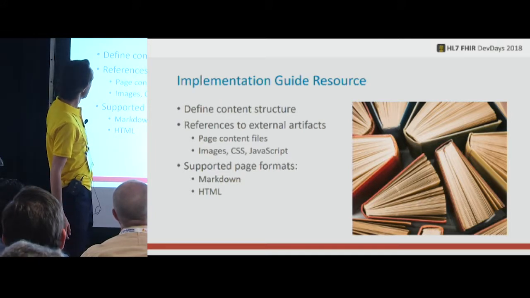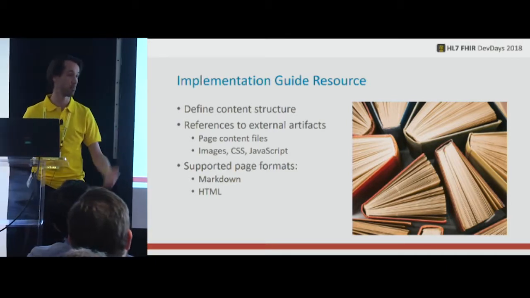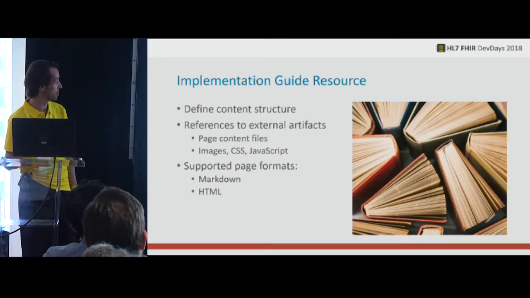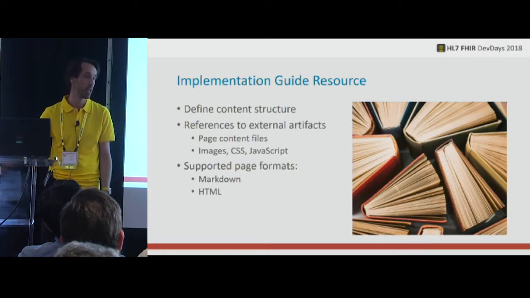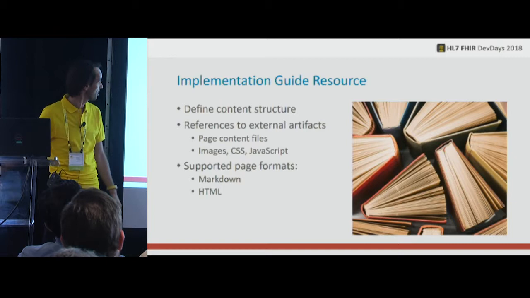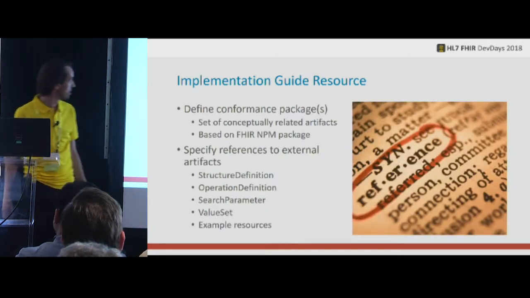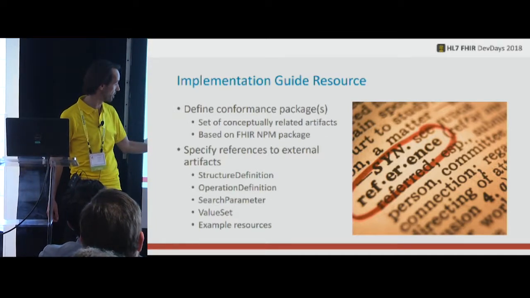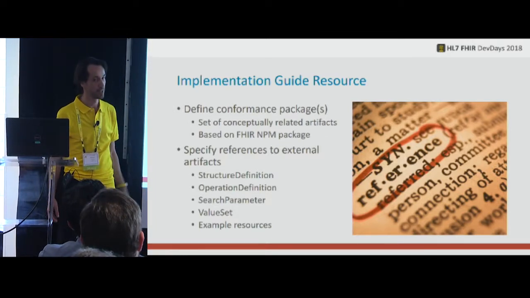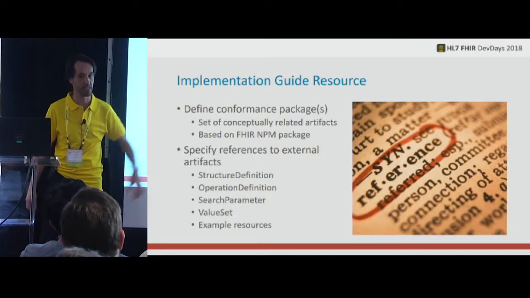As I mentioned, the first part is the narrative. That's a list of pages, a list of Markdown or HTML pages with some formatting. You can add some images, maybe you want to add a PDF or an Excel sheet, something, you can add some attachments. And the second part, that's actually the structured part. And that's a list of profiles, operations, searches, etc. And what we're now doing is splitting this off and basing that on a package.